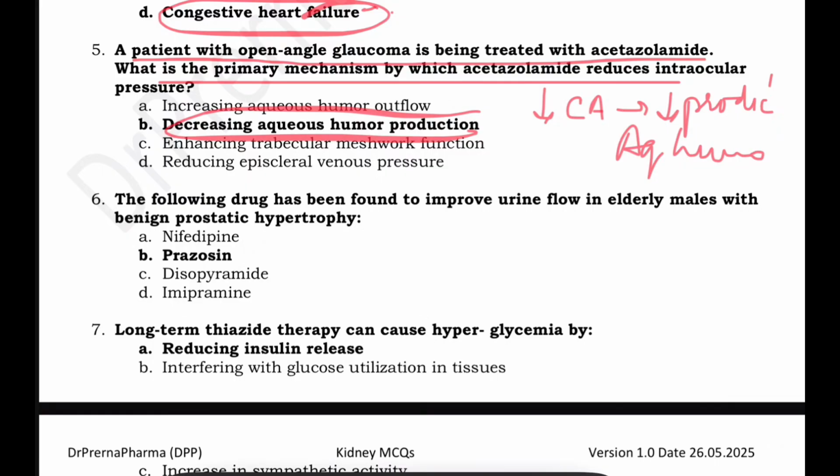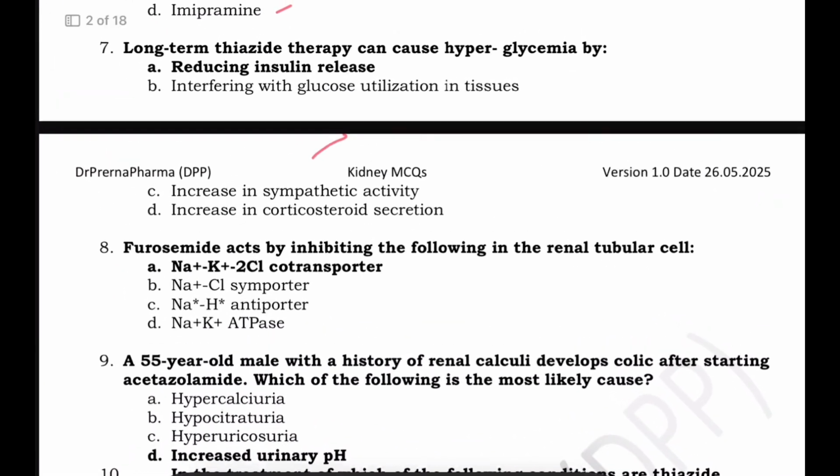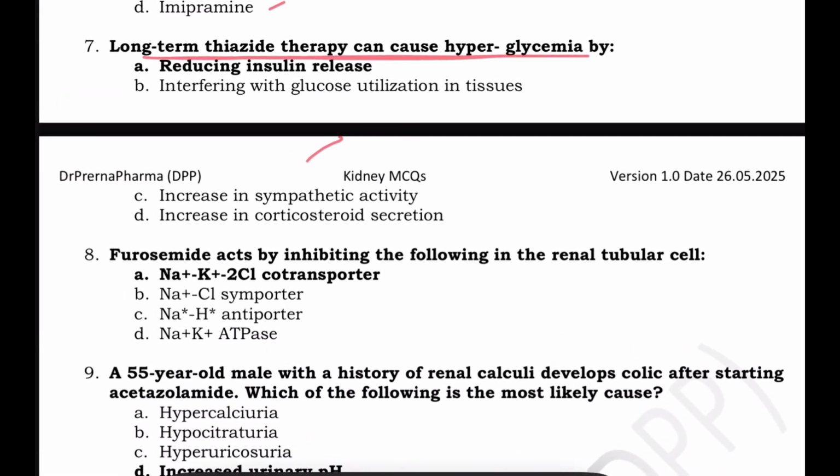The following drug is found to improve the urine flow in elderly men with benign prostatic hypertrophy. Out of the given options, nifedipine, prazosin, disopyramide and imipramine, the correct answer is prazosin. Prazosin, as it is an alpha 1 blocker, right, and it decreases the tone of prostatic or bladder smooth muscles and reduces the dynamic obstruction and helps in more emptying. If the other options were there instead, it would be tamsulosin, alfuzosin, which we would tick.